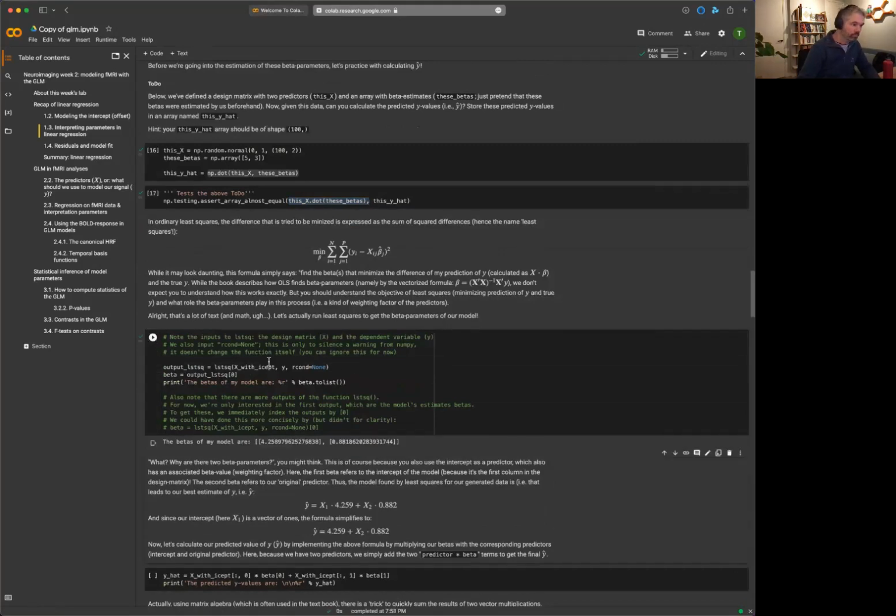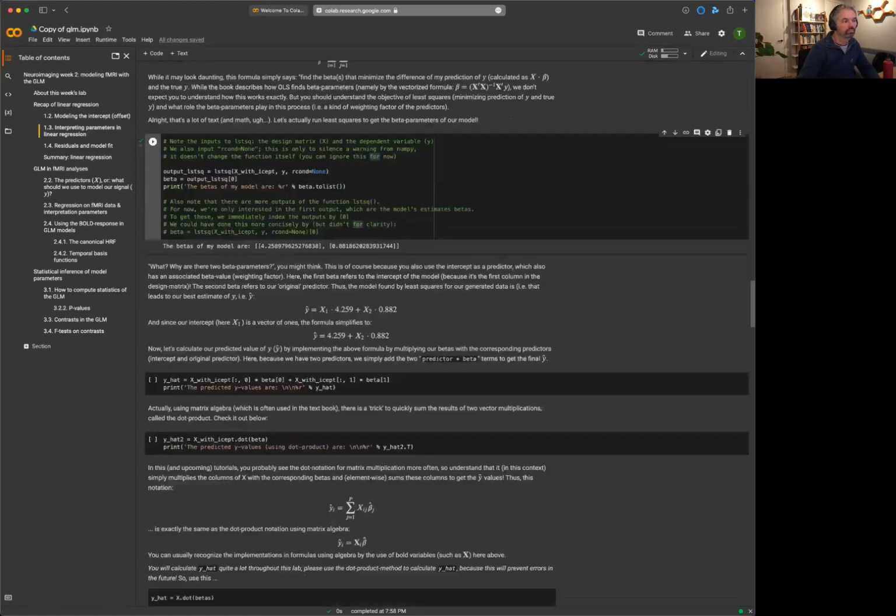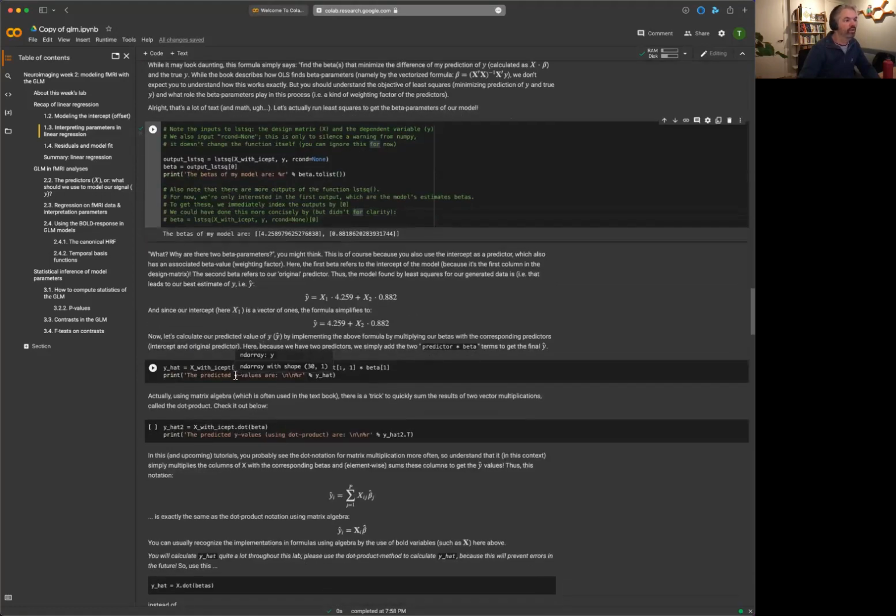Now let's see. We can also try to find betas by doing least squares. And that's what we're doing here. We're modeling y using x, and we get some output. Now this output is a tuple, so we need to index it. The first value of the output of least squares is the betas. So we can check for the betas. They are 4 and 0.8. So there's a lot of thought in this, right? Why do you only have 2? Or why do you have 2?